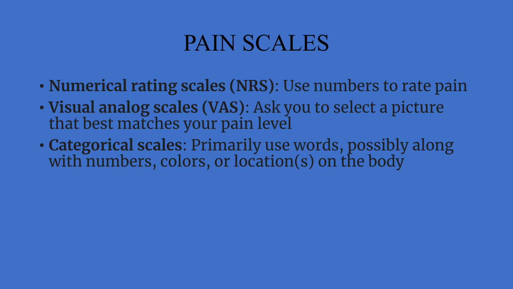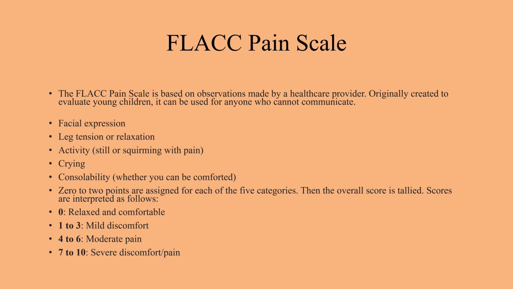So in talking about the pain scales, we have a numeric rating scale or an NRS where we use numbers to rate the pain. We can use visual analog scales called the VAS that we can use with children, where we have them point to the picture that matches their pain. Or we have categorical scales where we use words and possibly numbers with colors and locations that we might use with the younger population as well. So there are different types of pain scales that you need to be familiar with.